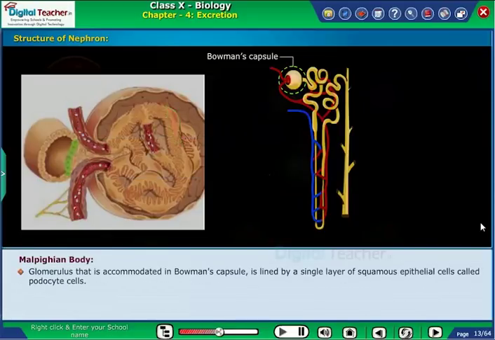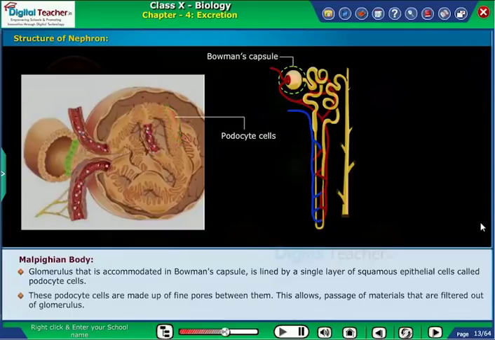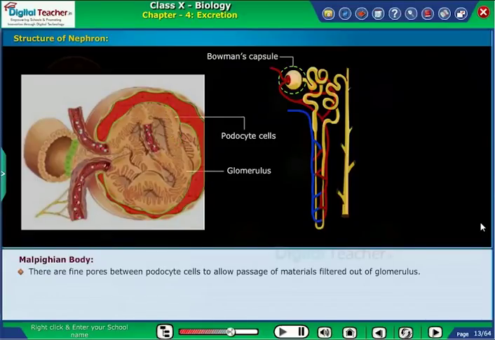Glomerulus that is accommodated in Bowman's capsule is lined by a single layer of squamous epithelial cells called podocyte cells. These podocyte cells have fine pores between them. This allows passage of materials that are filtered out of the glomerulus. There are fine pores between podocyte cells to allow passage of materials filtered out of the glomerulus.